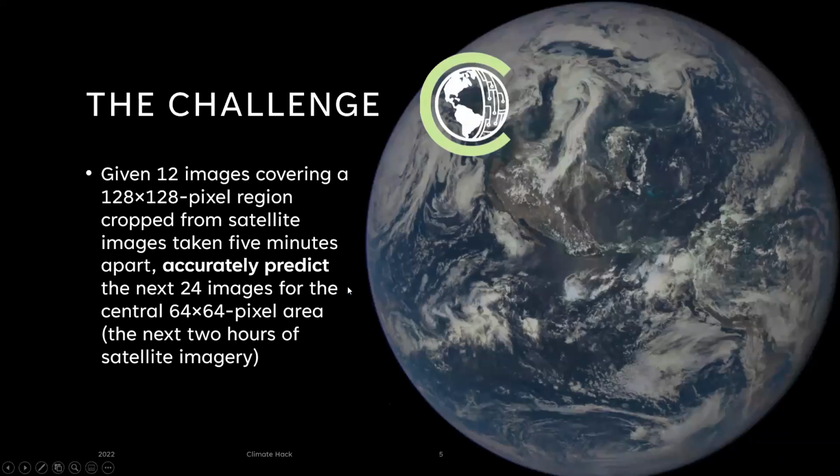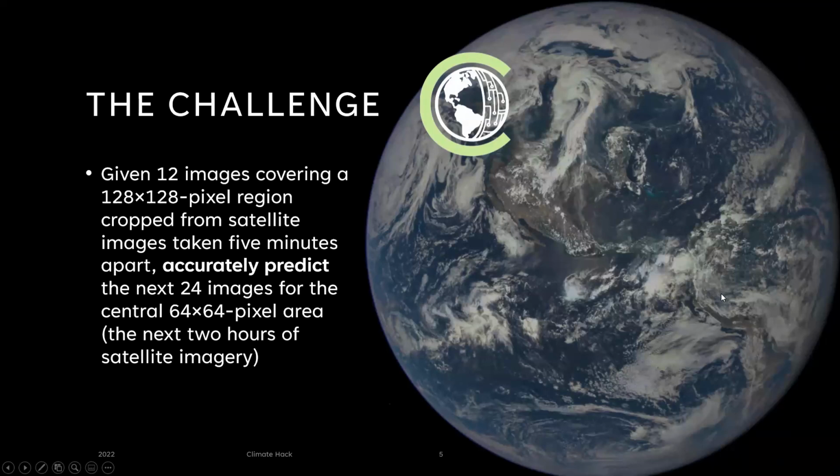So our challenge was, given 12 images covering a 120 by 120 pixel region cropped from satellite images taken 5 minutes apart, accurately predict the next 24 images for the central 64 by 64 pixel area, essentially creating a better nowcasting model.